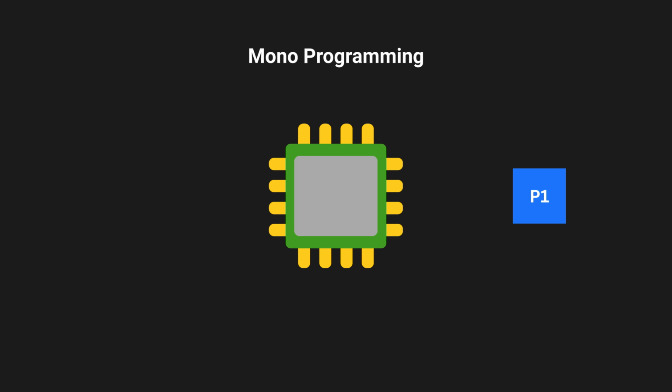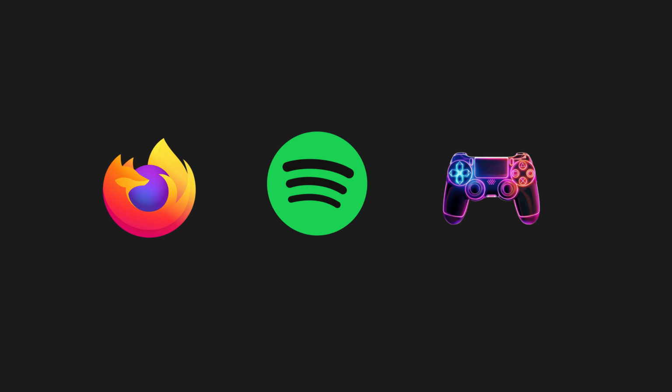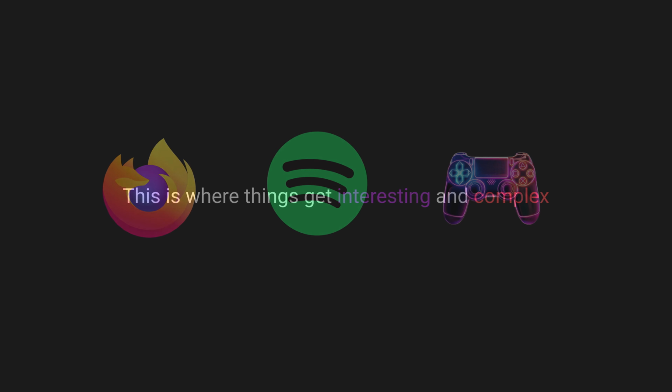Now, if only one program were running at a time, process management would be straightforward. But in reality, your computer is juggling dozens of programs, like your web browser, music player, video games, and more, all running seemingly at once. This is where things get interesting and complex.